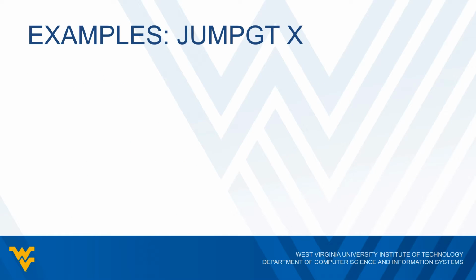The last example we'll take a look at is the jump GTX instruction. What this simply means is if the GT condition code is 1, we're going to jump to the instruction in location X. The way we're going to do this is we're going to load the address field of the instruction register, which is the address of location X, into the program counter. Otherwise, we'll just continue to the next instruction.